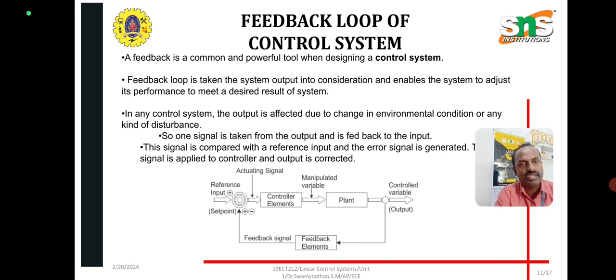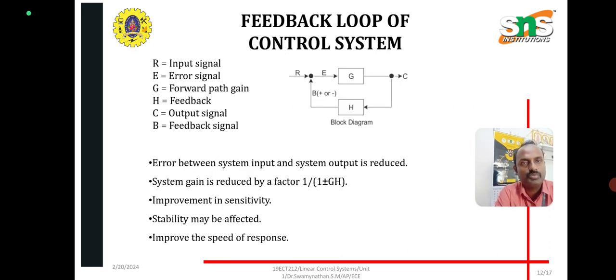Following this, we will discuss the feedback loop of the system. We have the control elements, the plant, the manipulated variable, the controlled variable, which is given to the feedback elements. It is then compared with the reference input, the set point, with a plus or minus sign. This is called the feedback loop of the system.